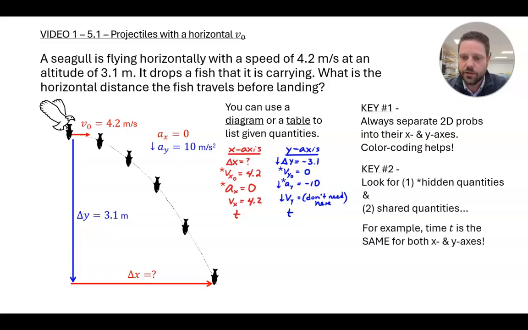The other part of this would be shared quantities. So none of these variables are shared. Delta x and delta y are not the same. The v naught for the x-axis and the y naught are not the same. The acceleration along the x-axis and y-axis are not the same. But time is the same. So time is going to be a very valuable variable to get because the time from the x-axis is the same as the time in the y-axis. So you'll find that we'll oftentimes be solving for time because it can be used on either problem, the x-axis or y-axis.